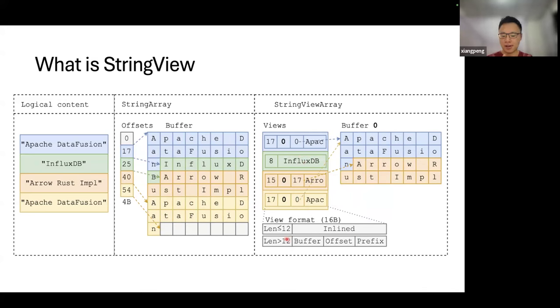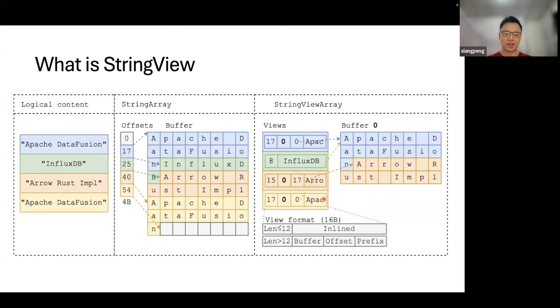And for strings that are longer than 12 bytes, we have a buffer ID, which allows us to find the physical location of the buffer. For example, for buffer 0, we do a buffer lookup to find where buffer 0 is, and we use the offset to look up the string bytes inside the buffer. And lastly, we have a 4-byte prefix that inlines the prefix of the string, so that hopefully this inline prefix can help us do faster string comparisons.